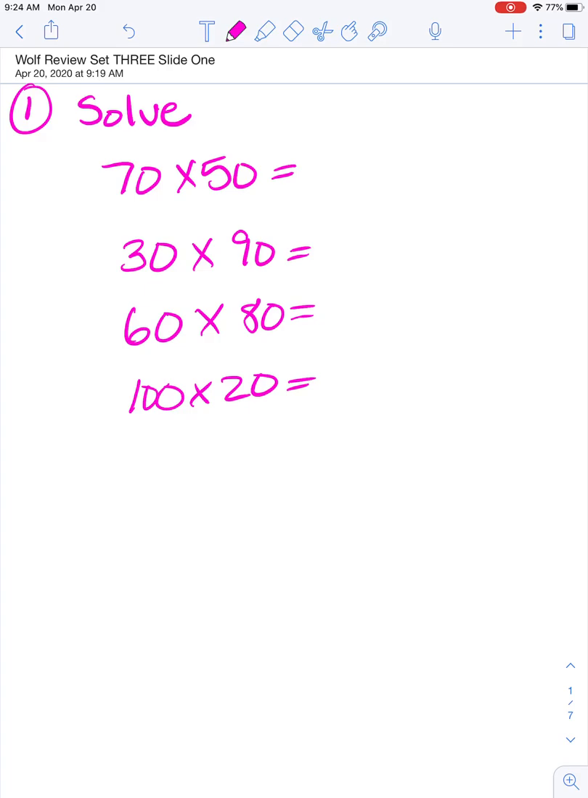Hi class, so we are already on set 3. So this is a new set. So this new set will be on your Google Classroom in math. Okay, so set 3, slide 1.